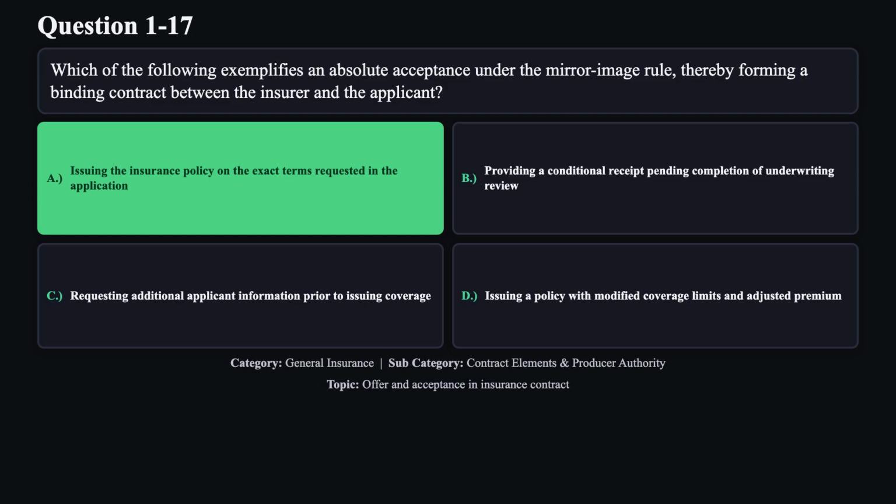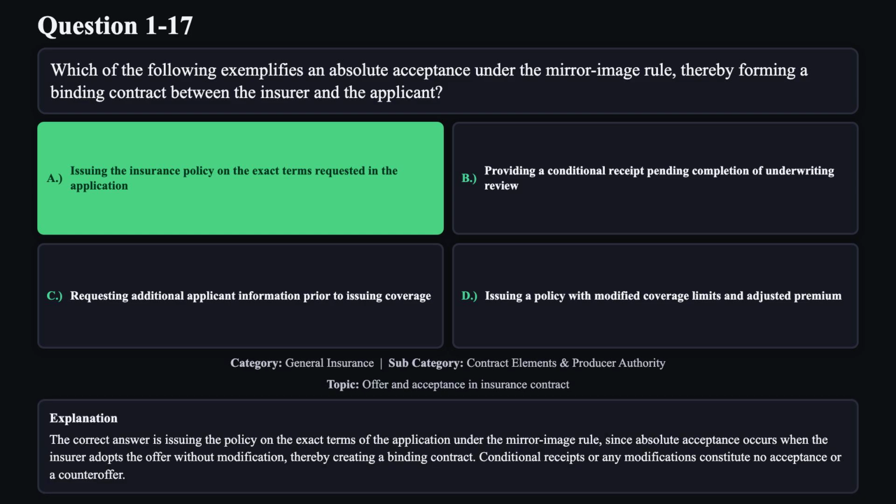The correct answer is A. The correct answer is issuing the policy on the exact terms of the application under the mirror image rule, since absolute acceptance occurs when the insurer adopts the offer without modification, thereby creating a binding contract. Conditional receipts or any modifications constitute no acceptance or a counteroffer.